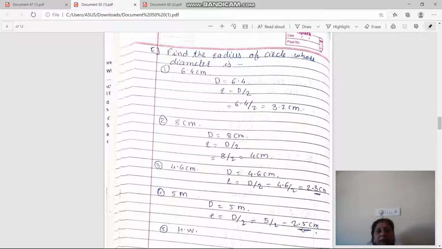Does everyone understand how we calculate the diameter and how we calculate the radius? Okay, these are the small examples. For 2 marks in PT3 it is important, so I can ask these questions.